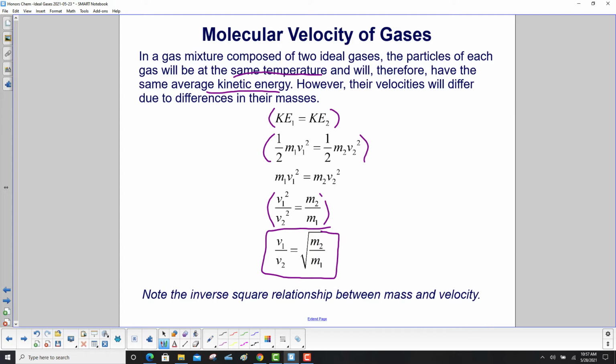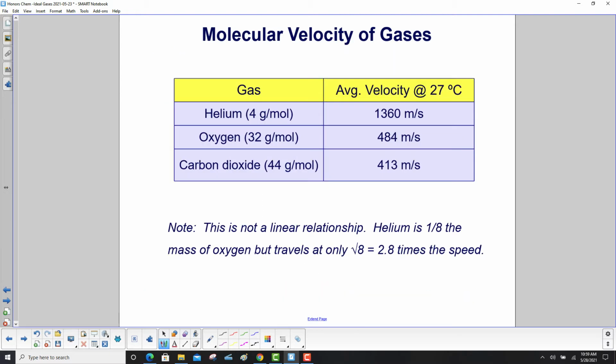We have an inverse square relationship between mass and velocity. We have here three gases and their molar masses, which you get from the periodic table, and their average velocity of the gas particles at 27 degrees Celsius. Please note this is not a linear relationship. Helium is only 1/8 the mass of oxygen, but it travels at only the square root of 8, or 2.8 times the speed of the oxygen particles.